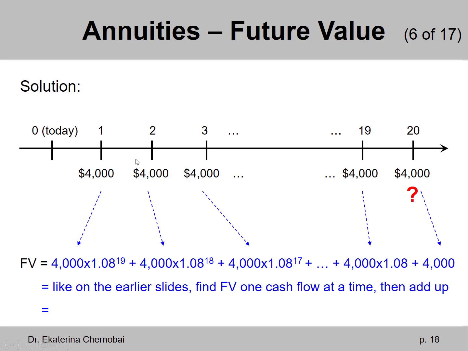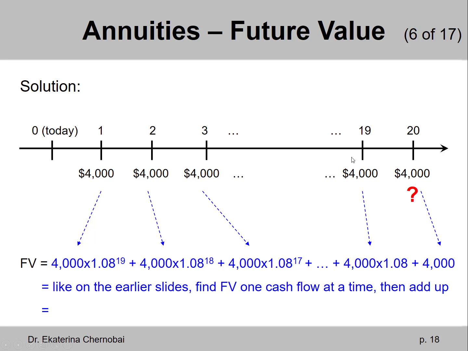Second $4,000. Again, we find its individual value at the end of the 20th year, counting from today. Between the end of year 2 and the end of year 20, there are 18 years. So this will be the power for this future value: 4,000 times 1.08 to the 18th. The next 4,000 will be treated the same way. For its individual future value, the power will become 17, and so on.